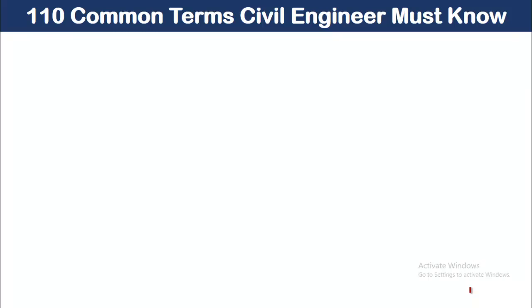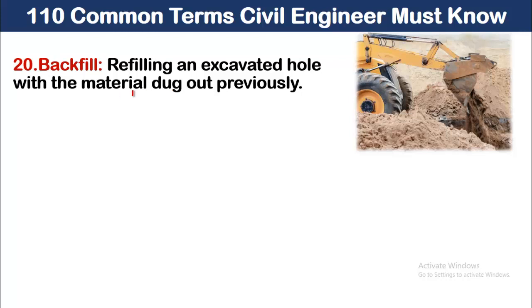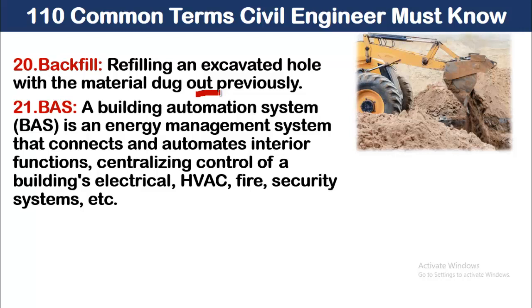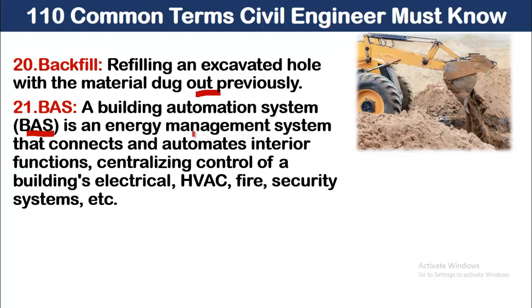The next point is backfill. This is very simple. It is refilling an excavated hole with material dug out previously. And what is BAS? Building Automation System. This term is commonly used in building construction, and it stands for Building Automation System. It is an energy management system that connects and automates interior functions like centralizing control of buildings, electrical, HVAC, fire, security systems, etc. So this is basically an automation system for buildings.